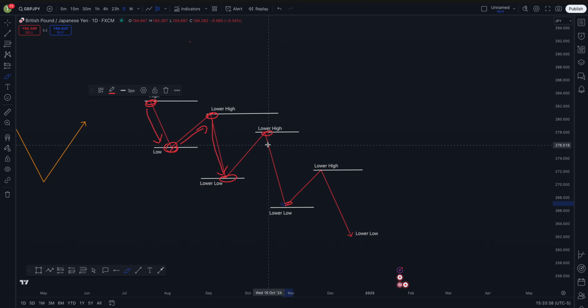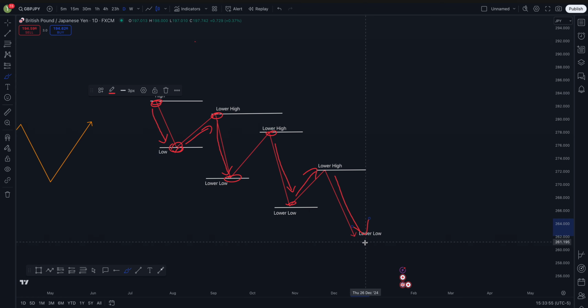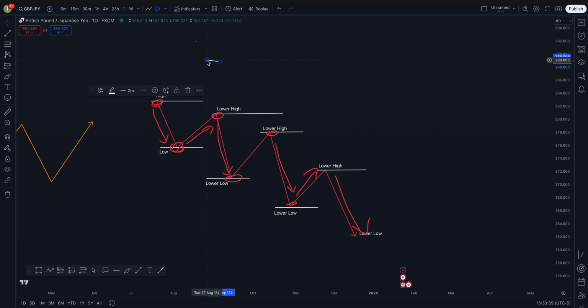Market moves down again, and then it creates a low that is lower than the previous low, which makes it a lower low. Right? So after the market moves down, it moves back up again. But then this high is lower than this high. So this now becomes a new lower high. And then the market moves down again, and then now we have a lower low, right? So that is now what we call a bearish market.